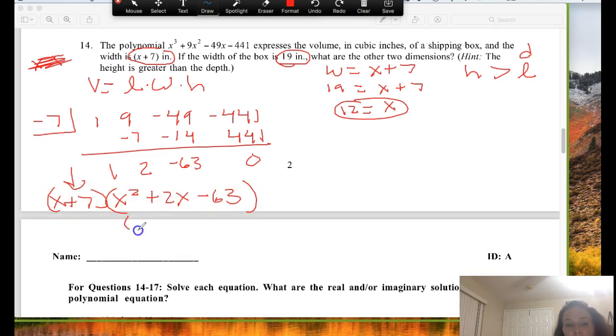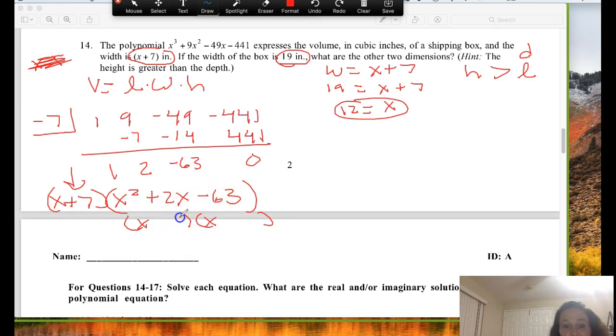I know that was one of my solutions, okay, 7. Now I got to factor this to figure out my others. This, they told me already, was my width. Let's factor this to find my length and my height, or my depth. My depth and my height. So factor this, I'm going to have x and x. Let's see, the factors of 63 that add up to be 2.